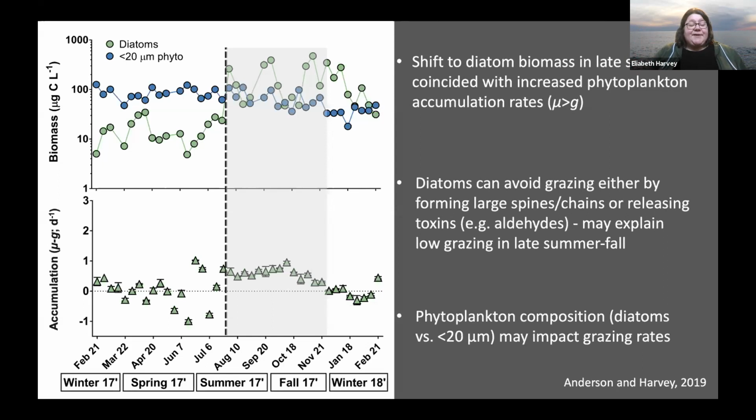Diatoms can have some grazer avoidance mechanisms. They can produce chemicals or have morphological defenses that can defend them against predation. But we sort of made this linkage between community composition and then rates of consumption.